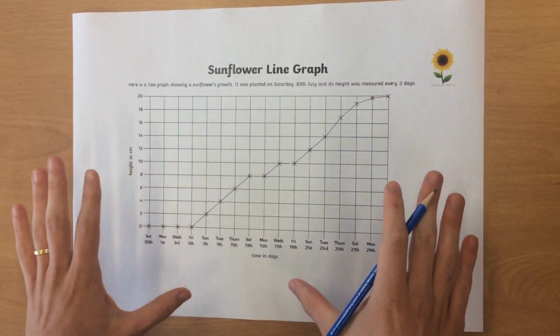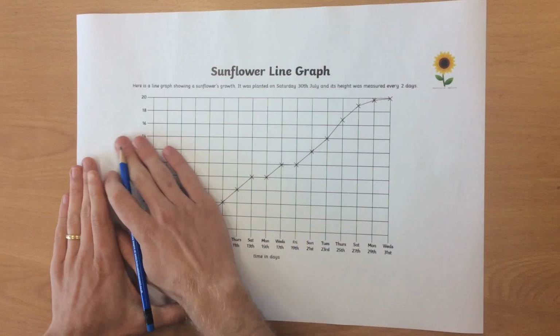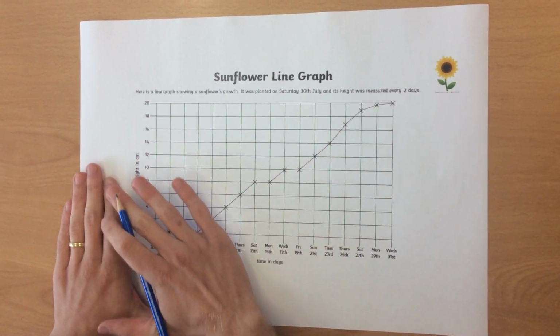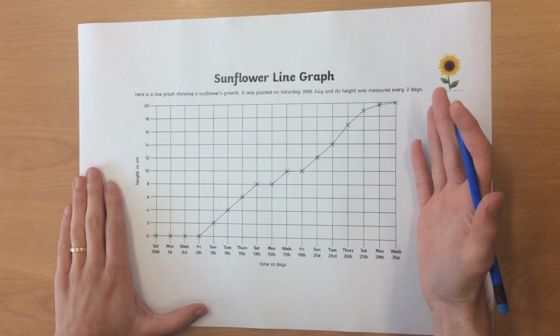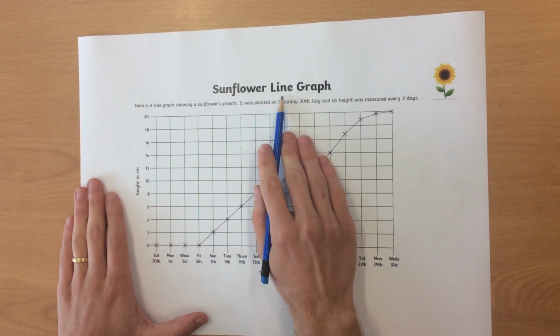And in today's maths task, you're looking at line graphs. You have this exact same graph on the PowerPoint. I'm just going to explore this with you, because I know you've got some questions to answer about this on the next slide. So here we have a sunflower line graph.